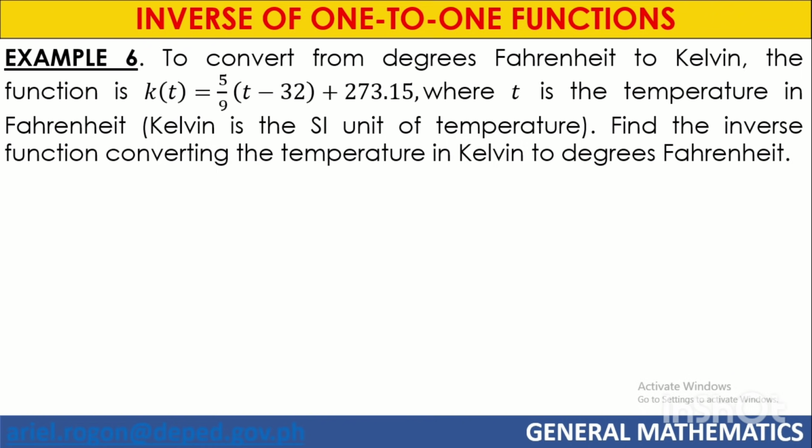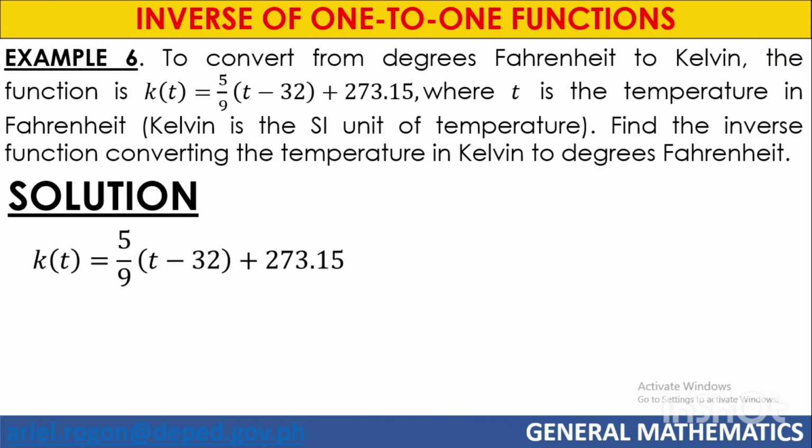Okay? To convert from degrees Fahrenheit to Kelvin, the function is K of t is equal to 5 over 9 times t minus 32 plus 273.15, where t is the temperature in Fahrenheit and Kelvin is the SI unit of the temperature. Find the inverse function converting the temperature in Kelvin to degrees Fahrenheit. Gamit si function, okay, we need to get the inverse.